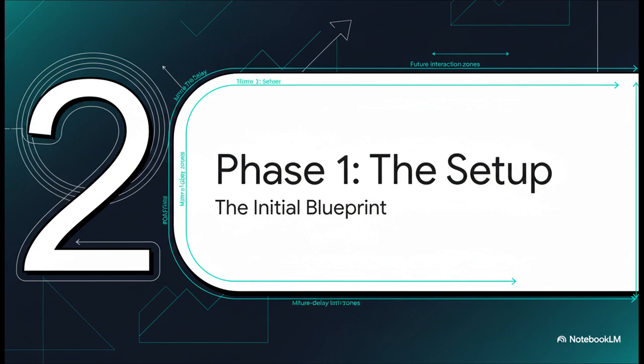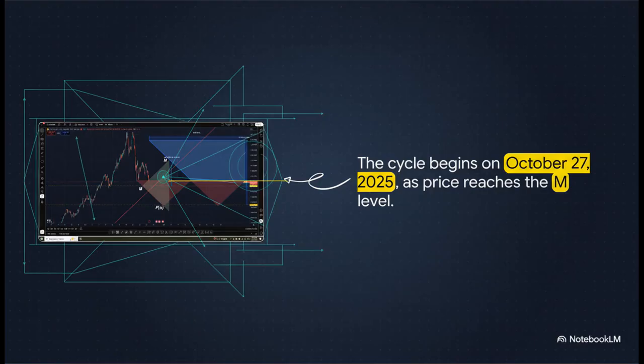We're moving into phase 1, which is all about the setup. Think of this as the initial blueprint for the entire cycle. So here's the chart from October 27th, 2025. You can see right here that the price has just reached the primary entry level, which is clearly labeled M. This is what kicks the whole thing off.